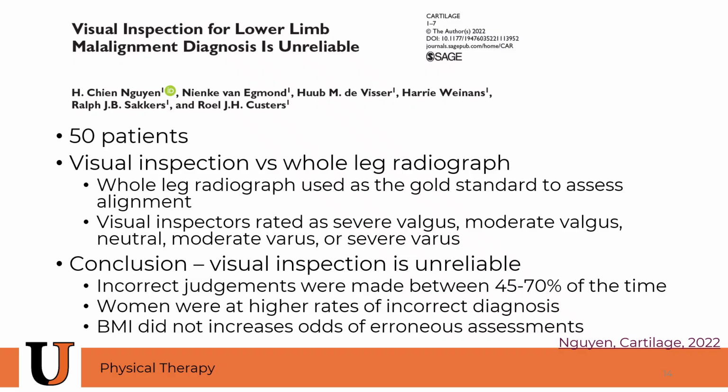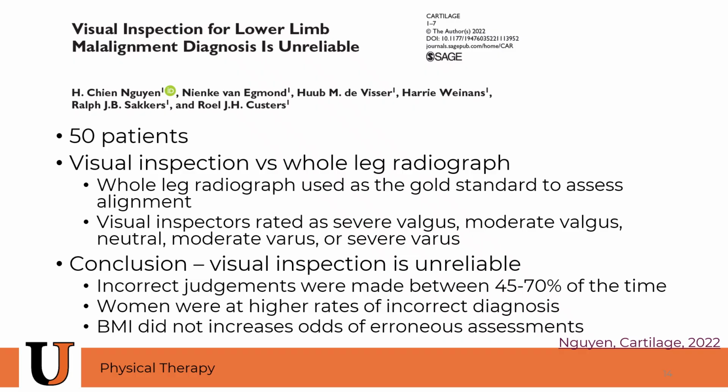And this study looked at lower limb visual inspection. So 50 patients went through whole leg radiographs, as that's the gold standard to assess alignment for genu varum and valgus. And then after that, these different providers were given a picture of the patient, and based on that picture, they were to label them as severe valgus, neutral, moderate varus, or severe varus. And the conclusion showed that visual inspection is unreliable.